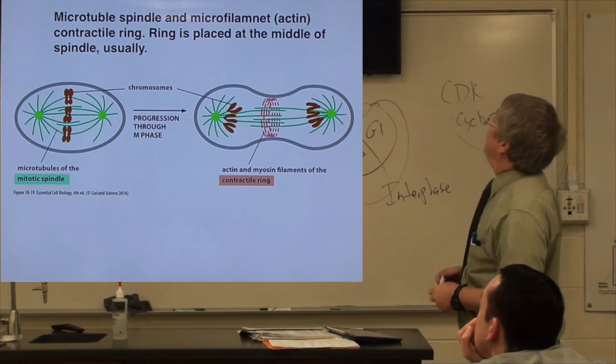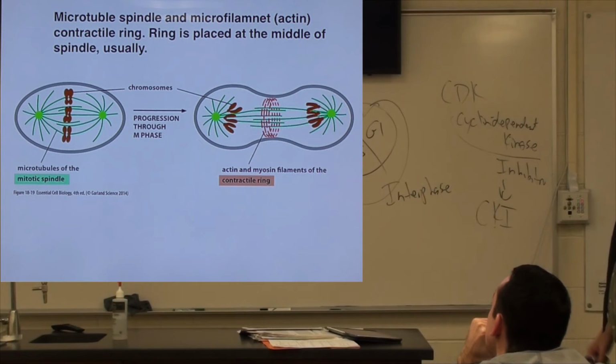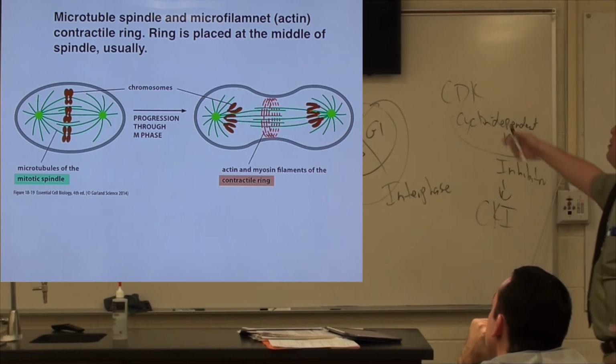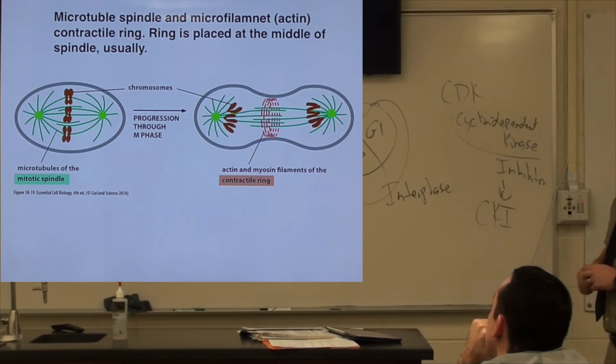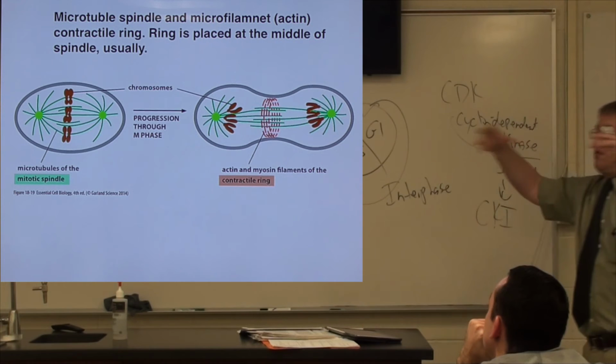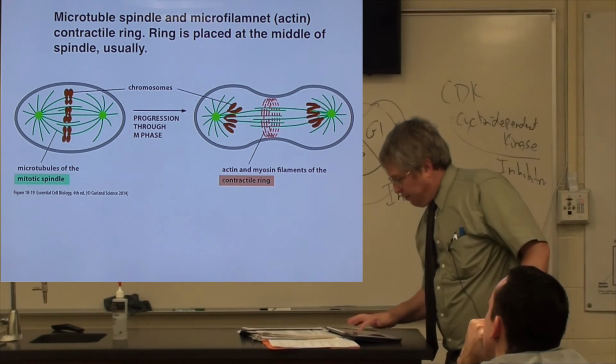All right, so here's anaphase happening, with your spindle set up and attached to the chromosomes, and then pulling the sister chromatids apart. And then right here, this is more of an animal type of cytokinesis. Actin is basically wound around the cell. Actin is what is going to pinch the cells, and then the microtubules are doing their job with the spindle.